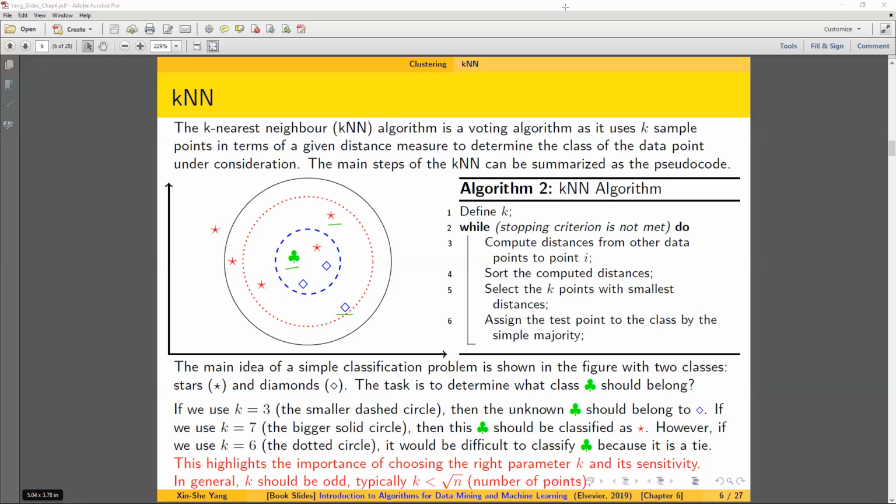So let's look at the k nearest neighbor algorithm. First of all, you define a k. K could be, in the example, 3, 7, or 6. So you define that first, and then compute the distance from other points to this point i, then sort the computed distances and select the k points with the smallest distance, and then assign the test point to the class by simple majority. So that's the algorithm itself. Here you should be aware of the importance of choosing the right parameter k and the sensitivity to the parameter k. In general, k should be an odd number. Typically, k should be less than the square root of n, the number of data points. So that's the k nearest neighbor algorithm.